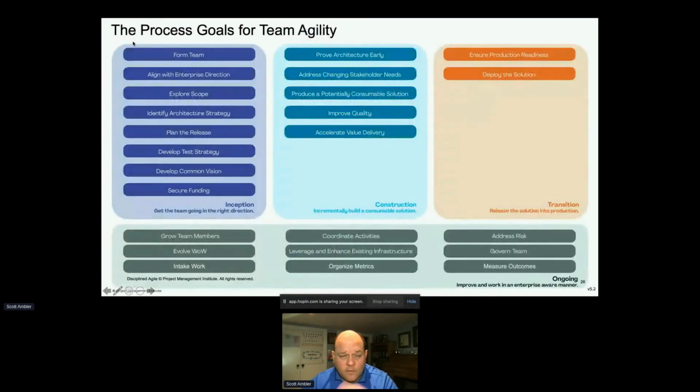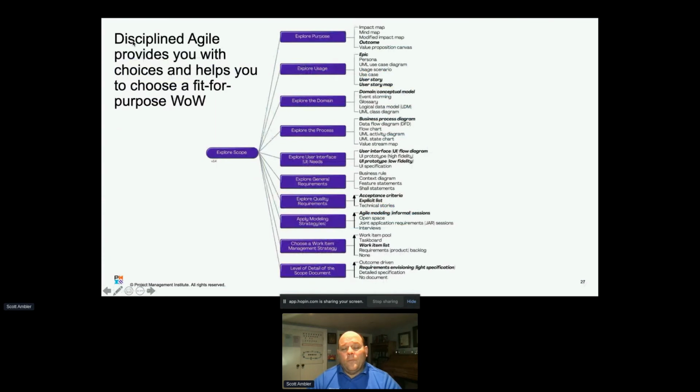These process goals are high level things we need to do. It's not a lot of advice here. It's nice to see that it's organized, but not a lot of advice at this level, and that's okay. So let's dive down to the next level. We describe, or rather overview, your options in what we call process goal diagrams. The way you read this is that Explore Scope is one of the process goals that we saw on that previous slide.